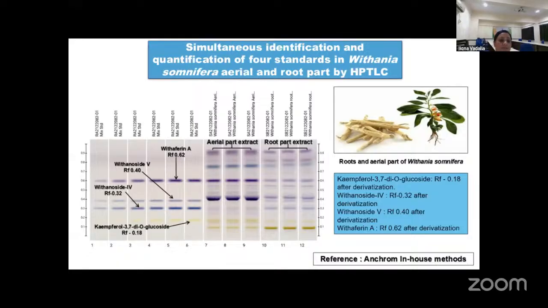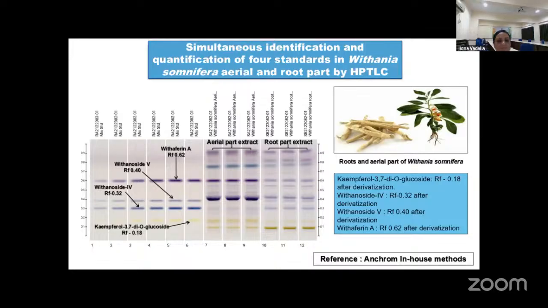So here we are able to see that this is withaferin A. It is present in the higher amount in the aerial part, while it is present in lower amount in the root part. While withanoside IV is present at higher amount in the aerial part and lower amount in the root part. While withanoside V is not present, or there is a trace amount in the aerial part and it is present in the higher amount in the root part. So this is the aerial part and this is the root part.